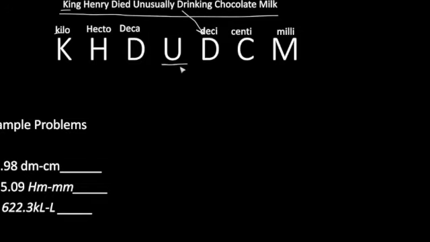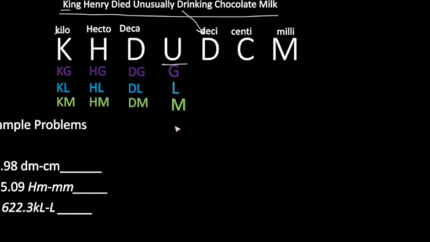For the base units, the units are grams, liters, and meters. If we were to label kilo for the example problems, you would do kilogram, kiloliter, kilometer. Then for hecto it would be hectogram, hectoliter, hectometer. For deca it would be decagram, decaliter, and decameter. This is just the base unit, so I've already labeled it. Now for deci, we can have decigram, deciliter, decimeter.